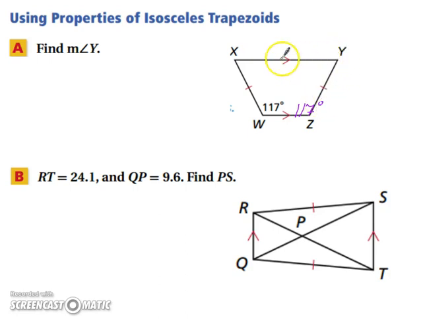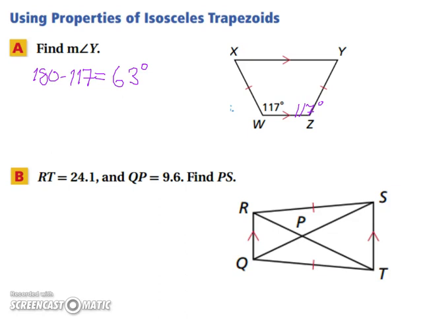And we have two parallel lines. We can think of this YZ as a transversal. So we know that the sum of Y and Z must be 180 degrees. So we can simply subtract 180 minus 117, and that will give us 63 degrees for the measure of angle Y. Take a moment and pause the video and try to figure out what PS is in this next trapezoid.